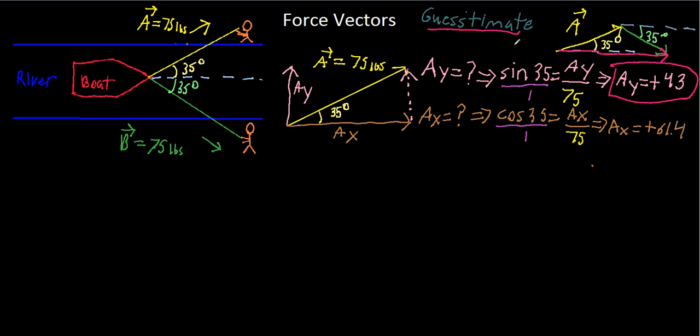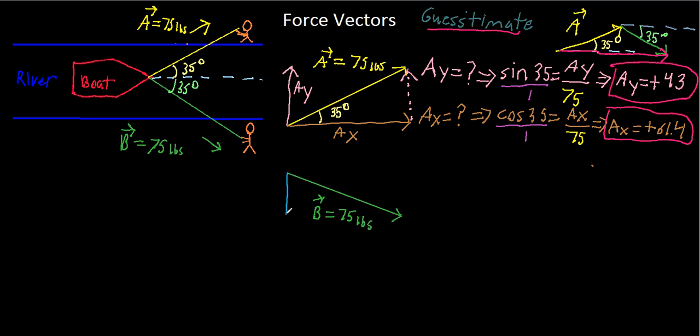And so now we know the x and y components of vector A. But what about vector B? So we draw vector B out, same way as we just drew vector A. And that equals 75 pounds as well. It hasn't stopped being 75 pounds. And we'll solve for these values the exact same way.